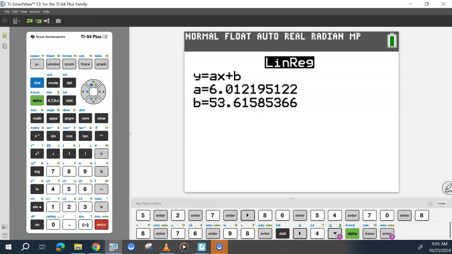If you did not get this, raise your hand. Jaden, did you get it? So step 2, hit alpha, trace, alpha, trace.